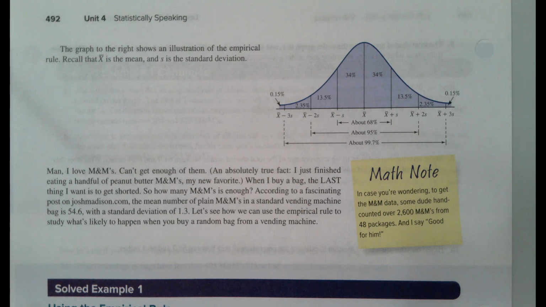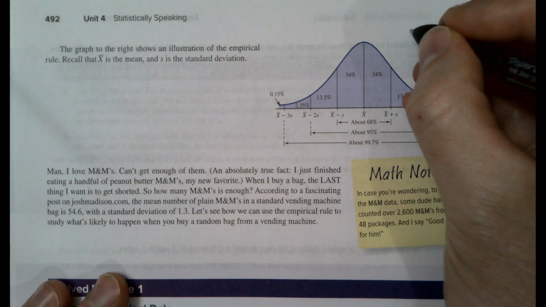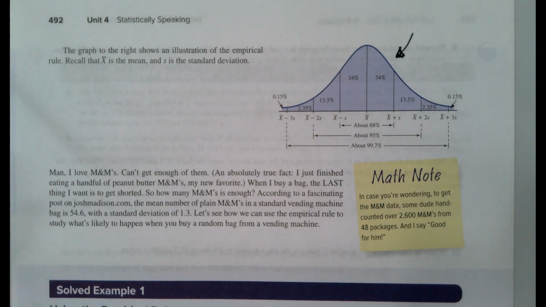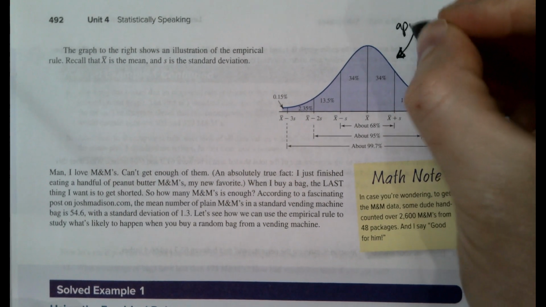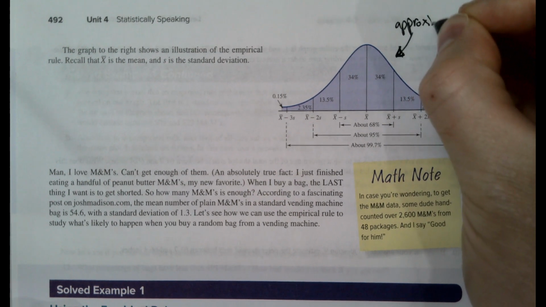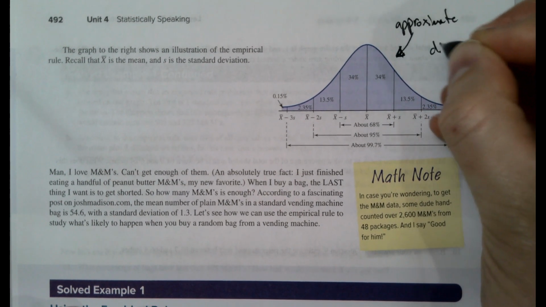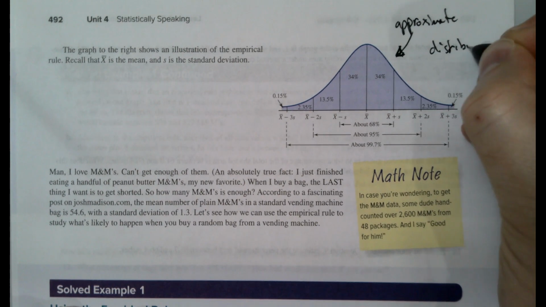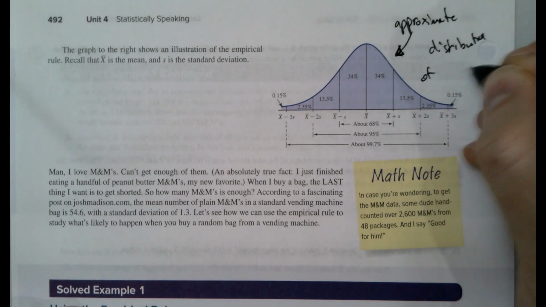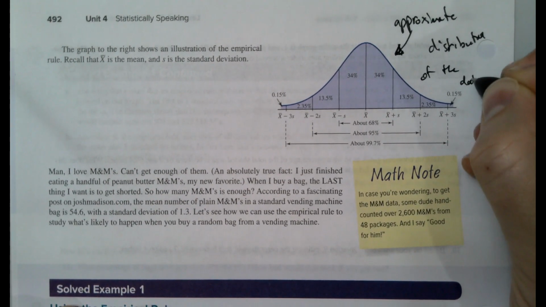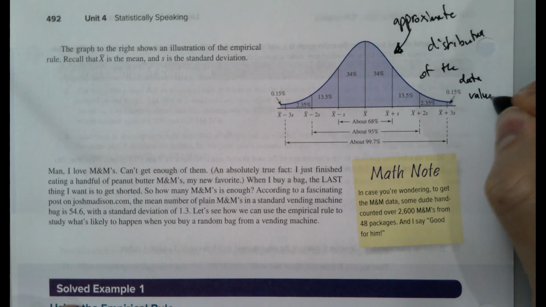So if we tell you that a data set is normally distributed, you know that this is the approximate distribution. All right? It's not exactly this. But it's close. This is based off of theory. So this is always true.